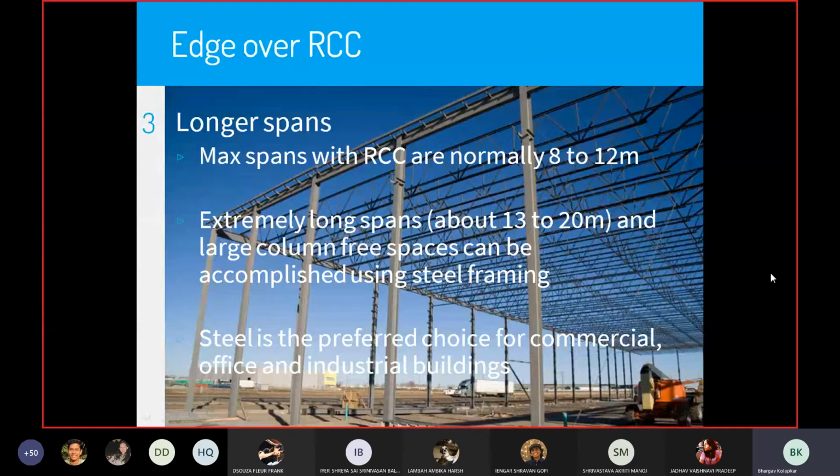Then the next property that steel has is that it can span longer, because there's a variety of beams that you can use with steel. You can use a normal I section, a castellated beam, a composite beam, or a truss. By varying these types of members, you can really span long.